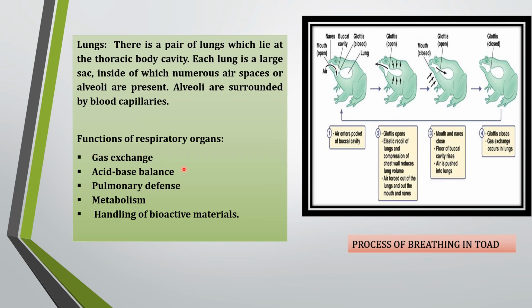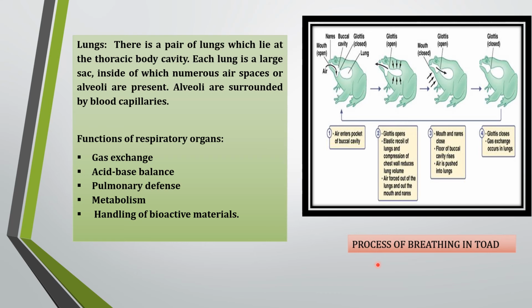Now functions of respiratory organs, you can say first one is gaseous exchange, second one is acid-base balance, third one is pulmonary defense, fourth one metabolism, and the fifth one handling of bioactive materials. So these are the 5 functions of respiratory organs or respiratory system. Functions of respiratory systems also you can write the 5 functions.